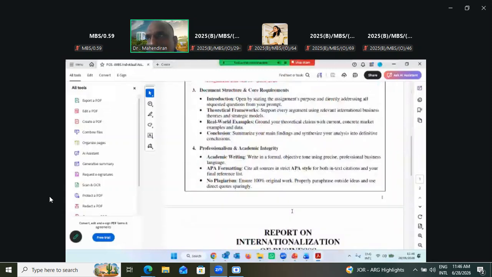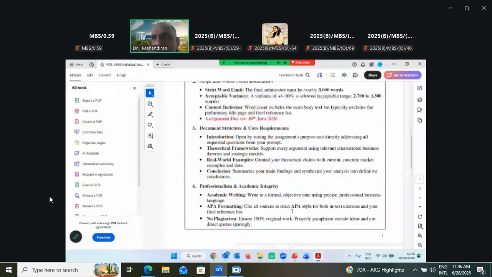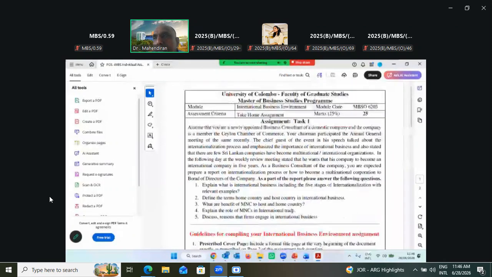And don't copy from the internet. I have Turnitin software. If I put it in, it will show which page, line by line, where you copied. So it should be your own wording. Of course, if you are citing a source, I don't mind. But you should answer in your own way. So don't go to the internet and cut and paste.